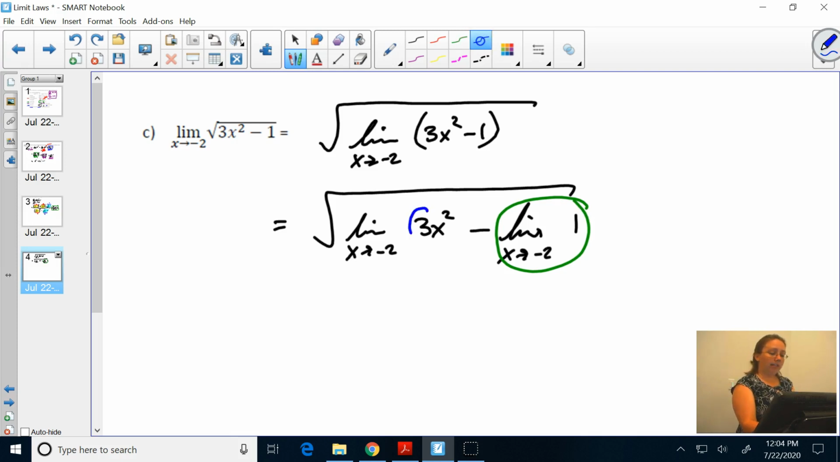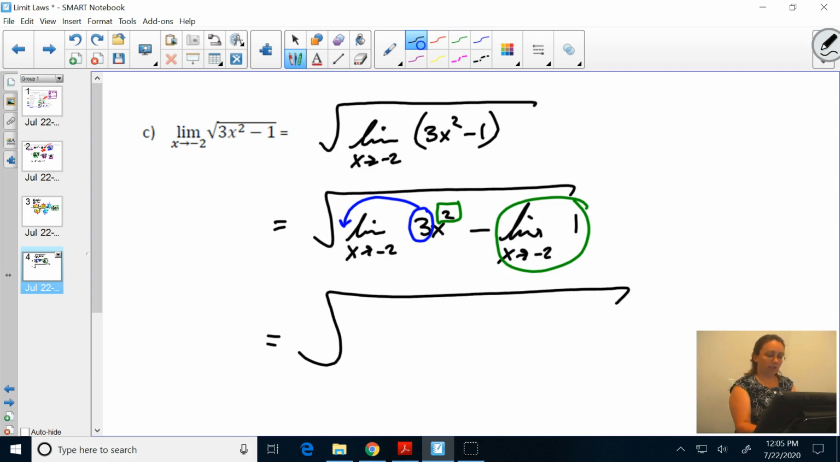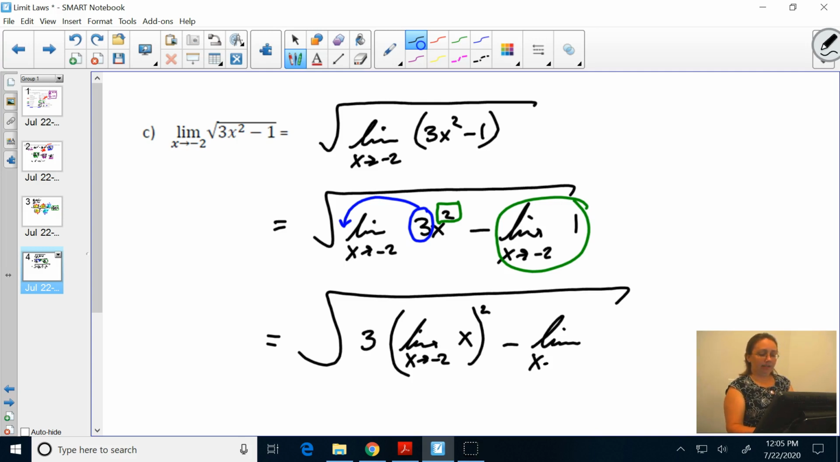The other one has a constant multiple. So what does the constant multiple rule say we do when we're trying to take a limit? The constant comes out of the limit, so it should be in front. And then all we have left to deal with is the power. So let's rewrite it. The root's still on the outside. We put the 3 in the front, so we have the limit as x approaches -2 for x, and then the square goes outside of the limit, minus the limit as x approaches -2 for 1.